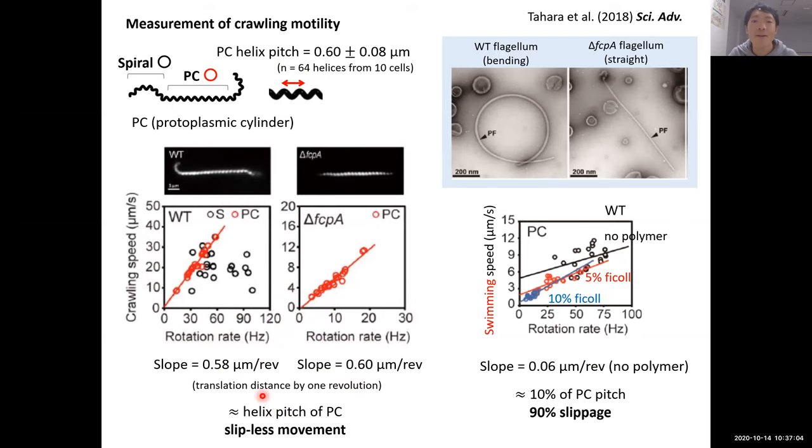This means this crawling motility is slipless movement without any slip, a very tight interaction between the solid surface and the cell. However, swimming efficiency is low, with a slope of 0.06, very slippery, 90% slip. So many biologists would like to think that swimming is very effective, but it is not so highly efficient.